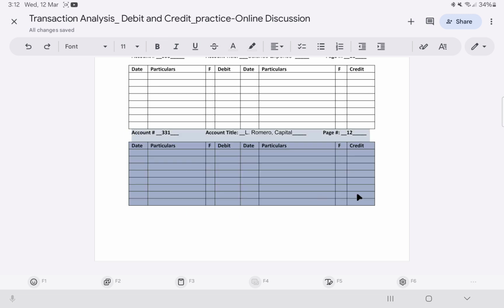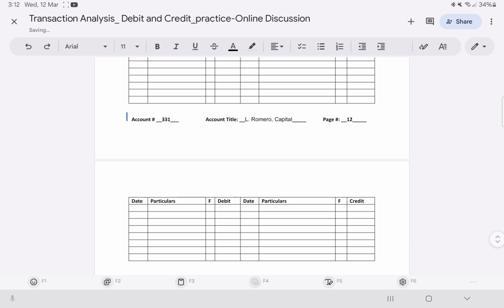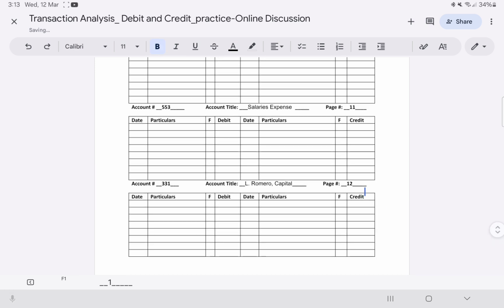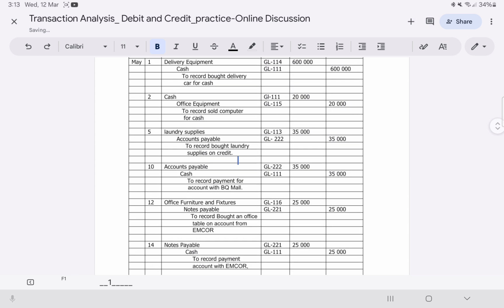Okay, so lacking one page. Okay, 332 L Romero Drawing, and this is page 13. Okay, so we have 13 accounting titles. Okay, so after we write the account number, the account title, and the page number, let's record the transaction number 1 on May 1.